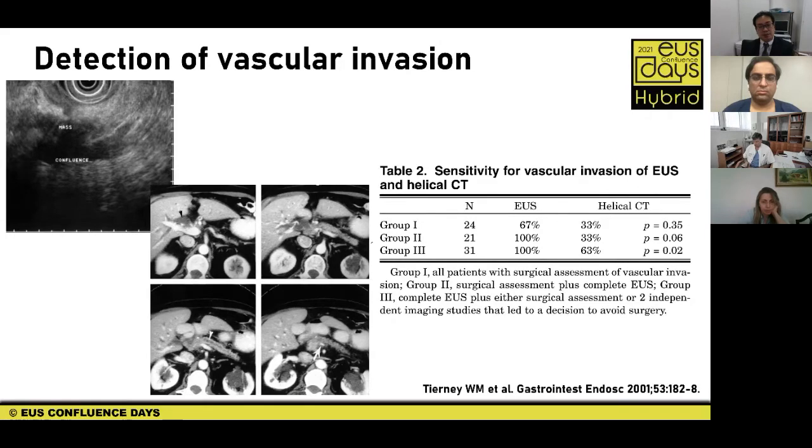This is a report of the EUS detection of vascular invasion. You can see the mass around the confluence of the portal vein. So we can evaluate the vascular invasion by EUS. And in this report, EUS is better than CT for vascular invasion evaluation.